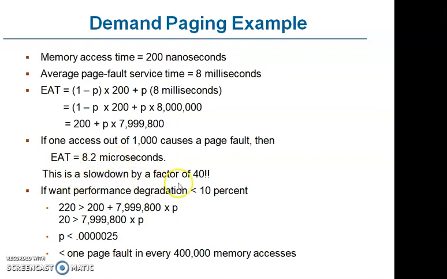This is slowed down by a factor of 40. That is, if you divide 8.2 microseconds by 200 nanoseconds, you get 40. If we want performance degradation to be less than 10%, that is, here we have 200 nanoseconds, if you add 10%, that is 220 here. So 220 greater than 200 plus this value. And if you manipulate this, we get p less than 0.0000025. That is, if you take 1 divided by this value, we get 4 lakh. There is one page fault in every 4 lakh memory accesses.